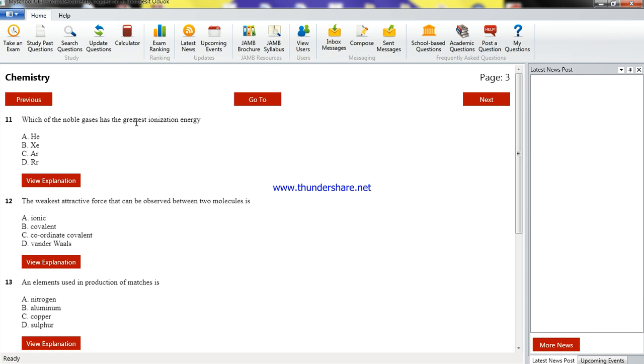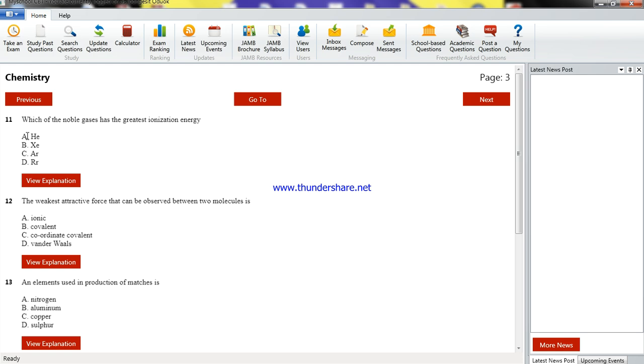You understand? So all these elements here are in group 0 or group 8, which are the noble gases. If we come down, the first element in group 0 is helium, and it's at the extreme right. That means it has the greatest ionization energy. So the correct answer is A, helium, because it's at the extreme right.